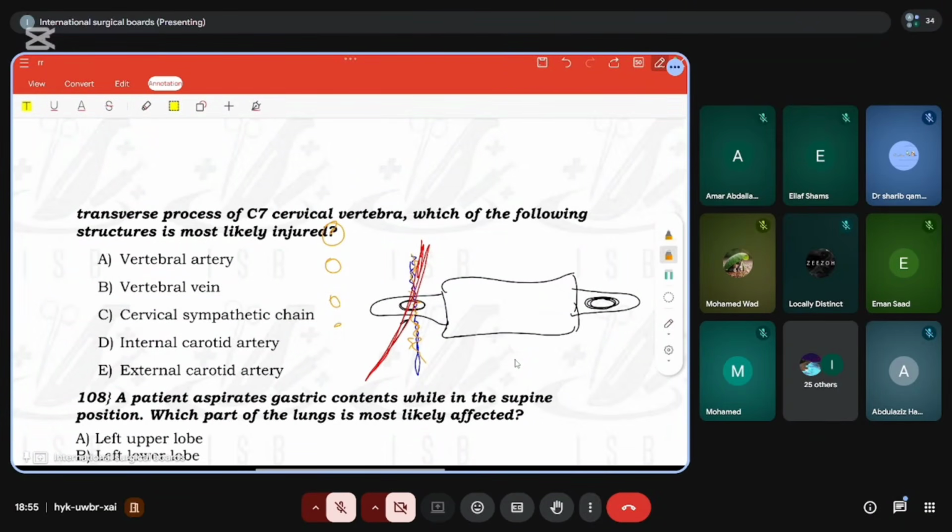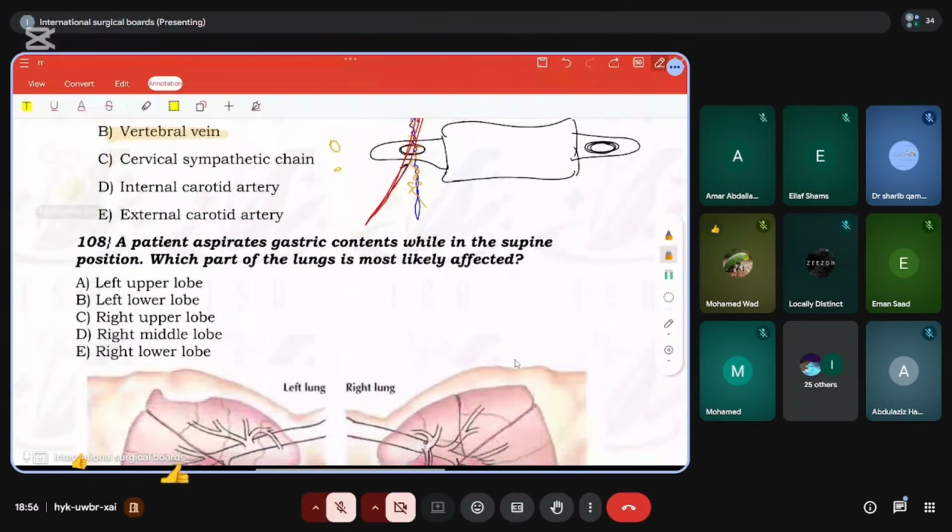So it means if there's a fracture through the transverse process of C7, the closest structure that can be injured is the vertebral vein. It's almost assured that this structure will be injured because it moves right inside of it, okay? There's no escaping. Do you agree? Or do you have something else? Do you have any note? All right.